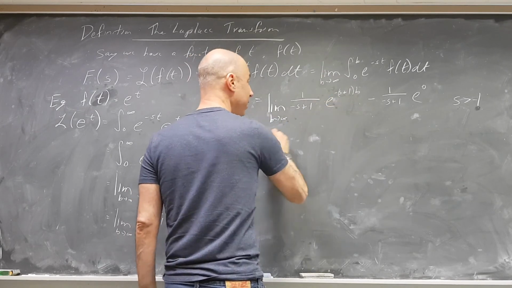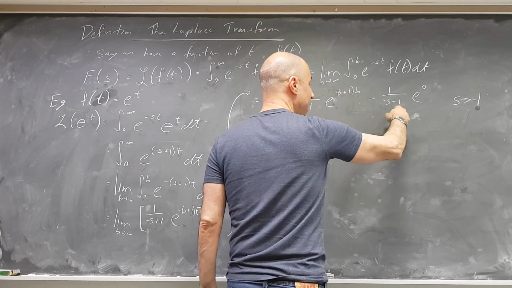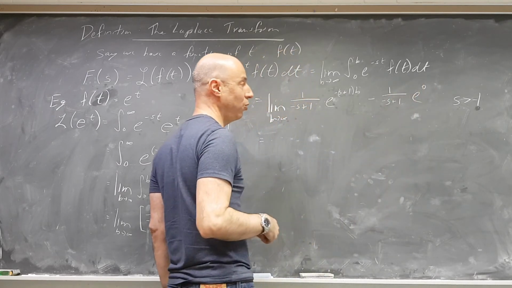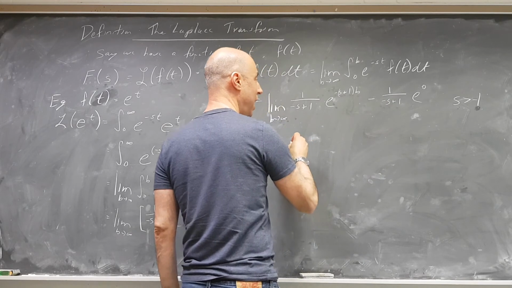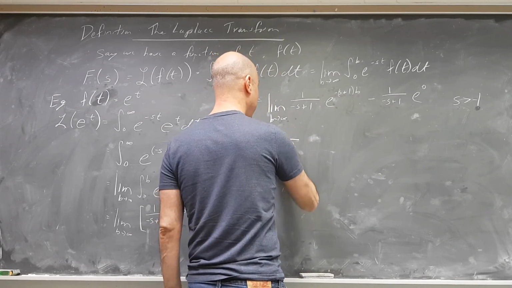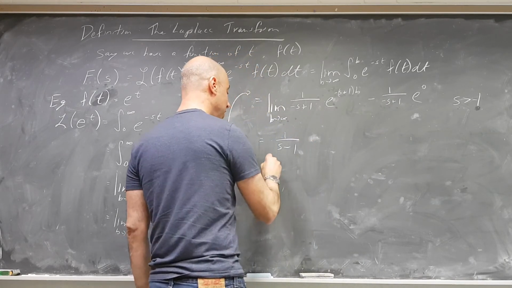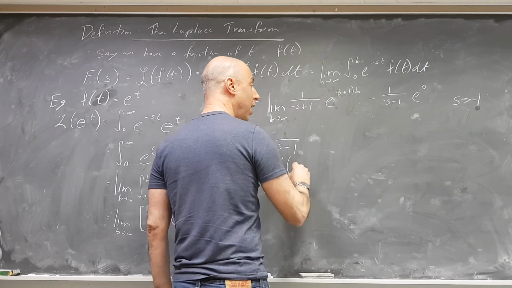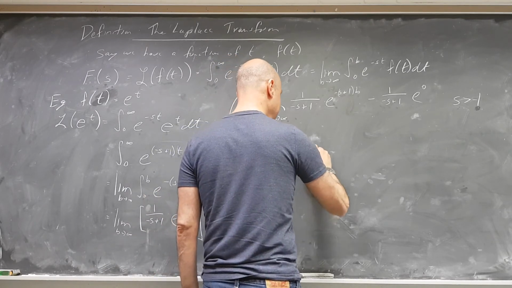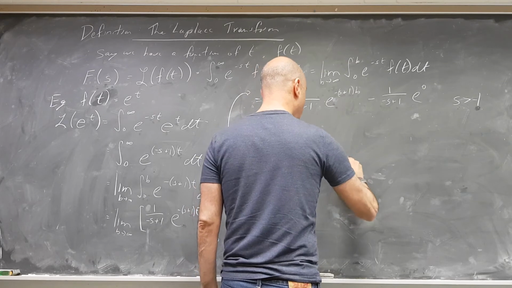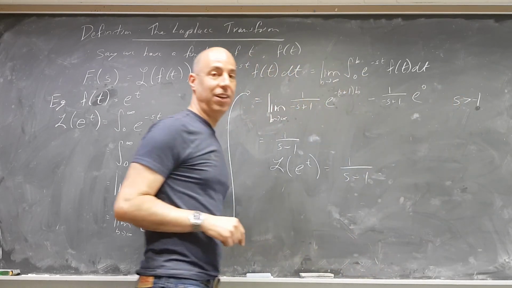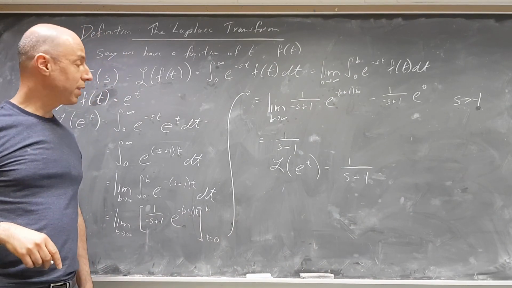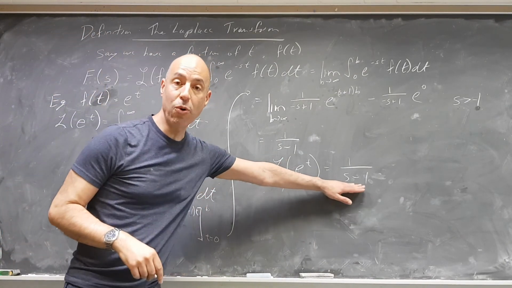And so what we have is minus 1 over negative s plus 1 times e to the 0, which is 1. I'm going to distribute this minus sign in. And so what we have here is 1 over s minus 1. So the Laplace transform of e to the t is equal to 1 over s minus 1, so long as s is greater than minus 1. And as I promised, there's no more t here.